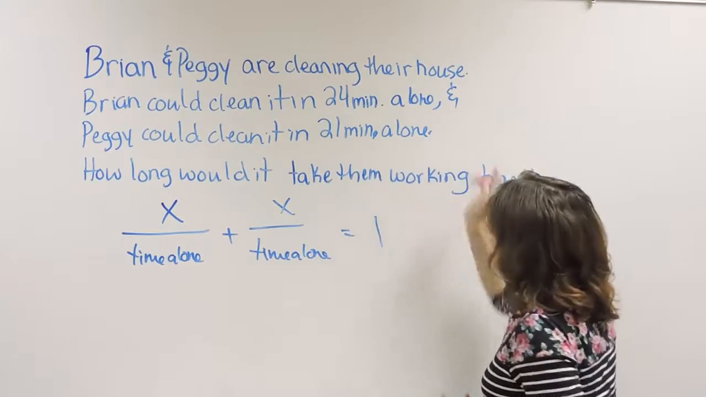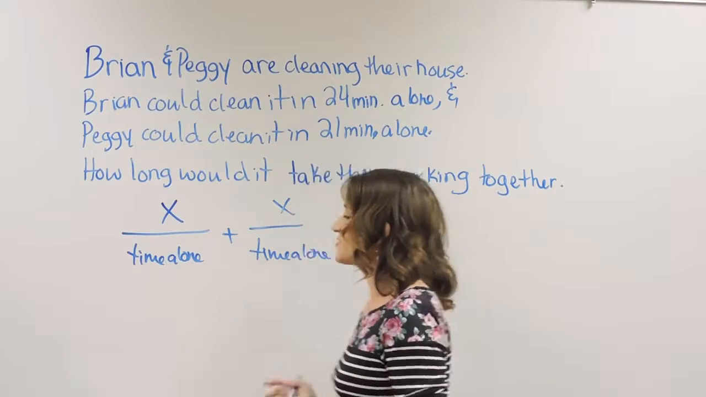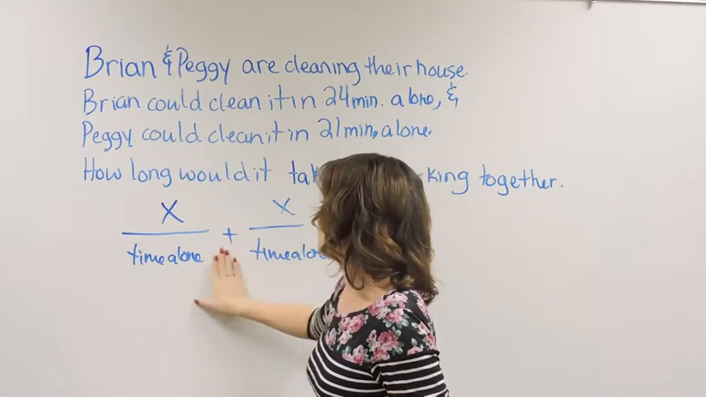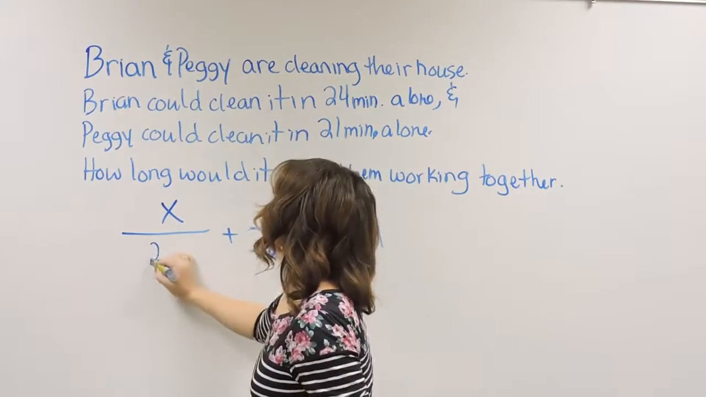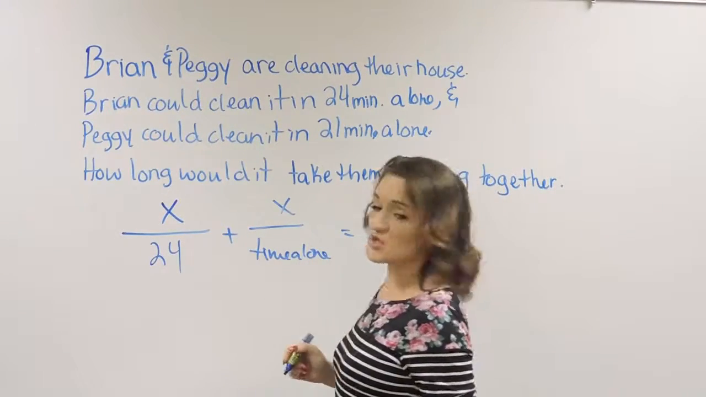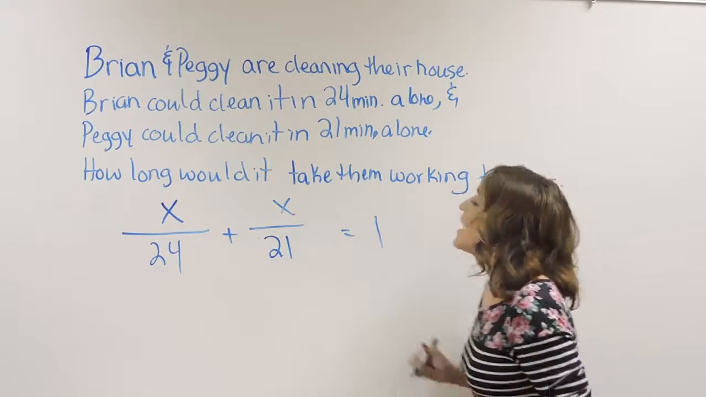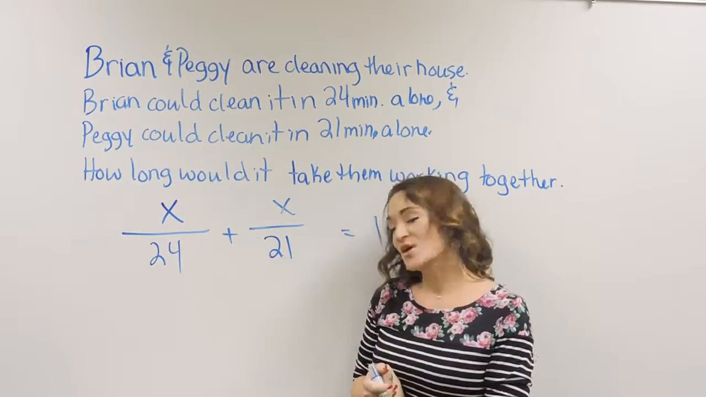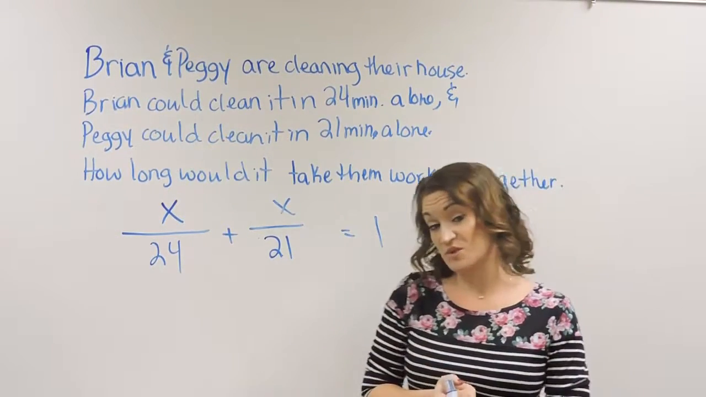So it says here that Brian could do it in 24 minutes. So I'm just going to say that this first fraction represents Brian, this second fraction over here represents Peggy. So Brian can do it in 24 minutes. So underneath Brian's x in time alone, I'm going to input 24 because it says Brian could do it in 24 minutes. My second fraction, which represents Peggy, well, Peggy could do it in 21 minutes. And then we're going to set this all equal to 1, and we're going to solve this equation here. So when we solve this equation for x, we're going to figure out how many minutes it's going to take them to do it together.